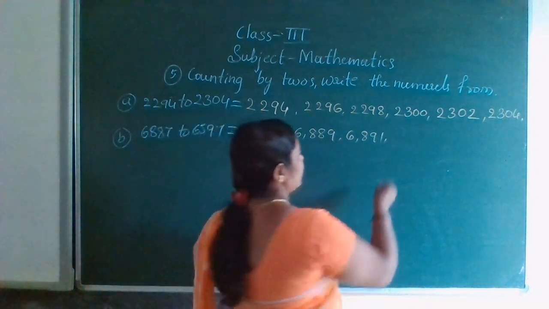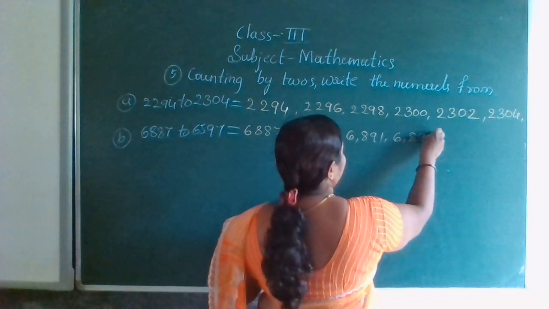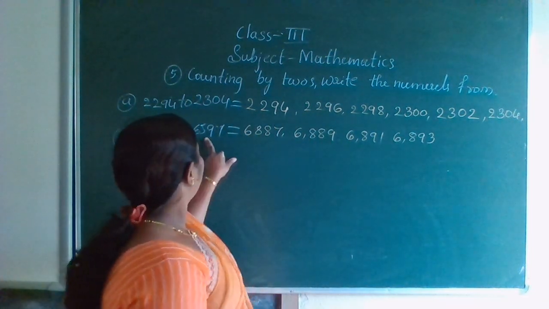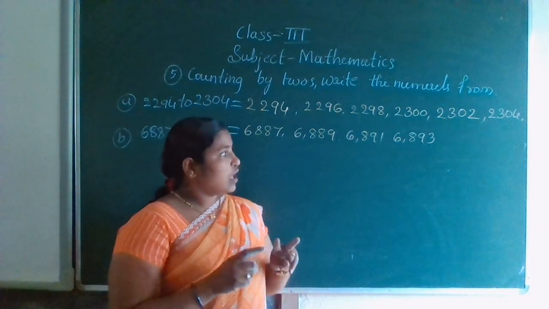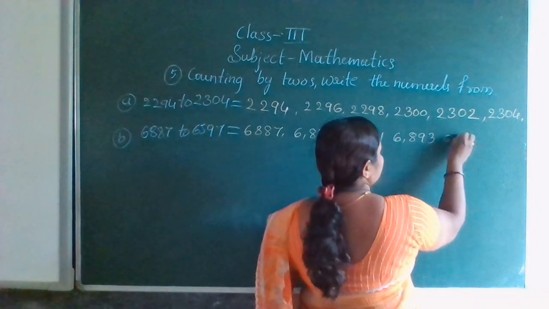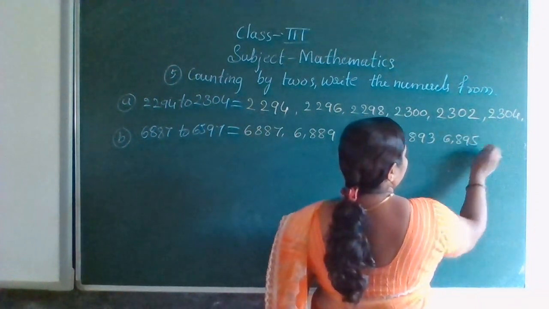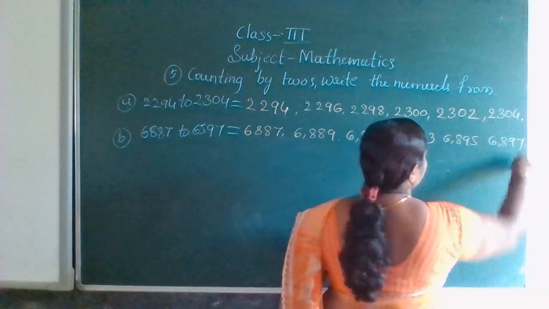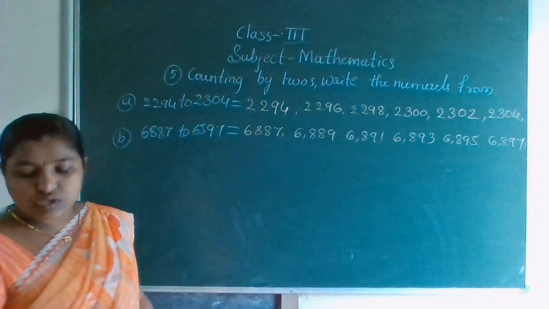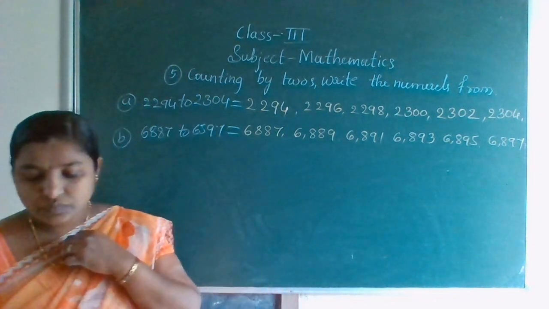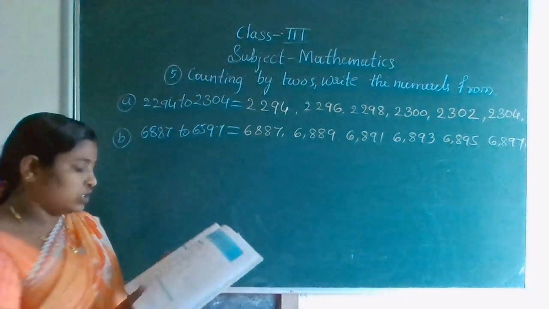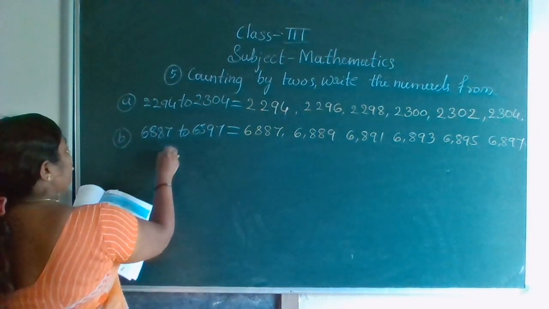Okay. Next, up to 97 we should write. 6893, 94, 95. So 6895. Next 6897. That is the last number. This is skip counting by twos. And the next question, counting by tens. This is twos. Next, the sixth one.